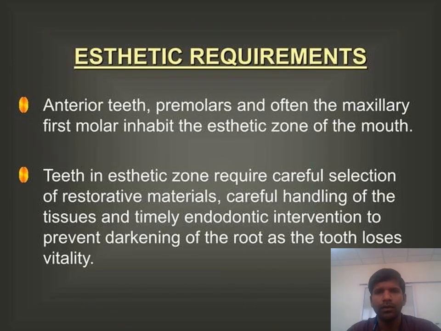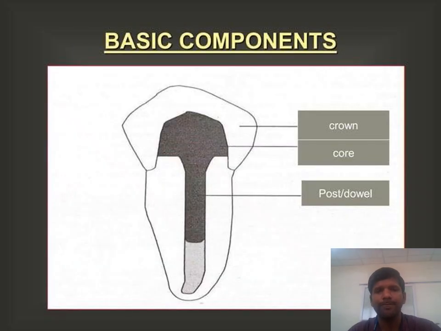and the crown. Coming to the aesthetic requirements, anterior teeth, premolars, and often maxillary first molar inhabit the aesthetic zone of the mouth. Teeth in the aesthetic zone require careful selection of the restorative materials, careful handling of the tissues, and timely endodontic intervention to prevent darkening of the root as the tooth loses vitality.